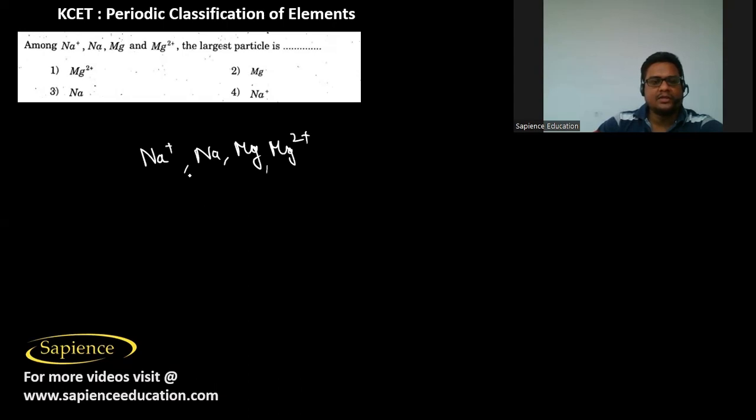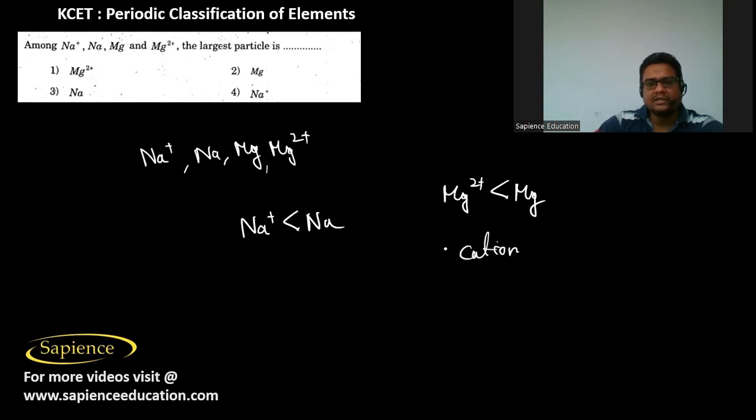So as we know, the Na plus ion will have lesser size than Na, and Mg2 plus also will have lesser size than Mg. The rule is that the size of a cation is less than the atom, and the size of an anion is obviously more than the neutral atom.